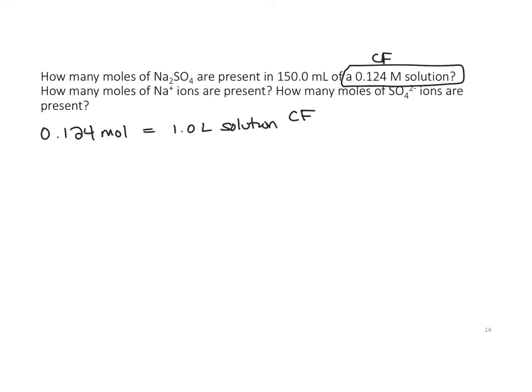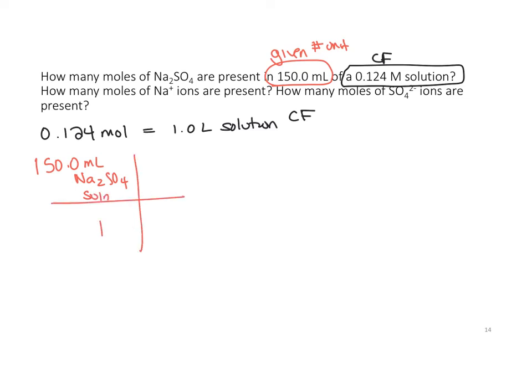You don't start these with conversion factors. You have to look where you start. Your dimensional analysis starts with the given, okay? And that's always going to be a number with a unit by itself. So we're going to start with 150 milliliters of sodium sulfate solution, okay? And we start with that, and then we're going to put milliliters of sodium sulfate.